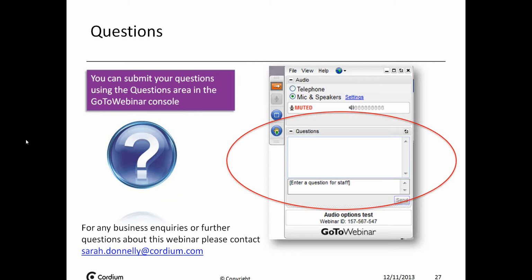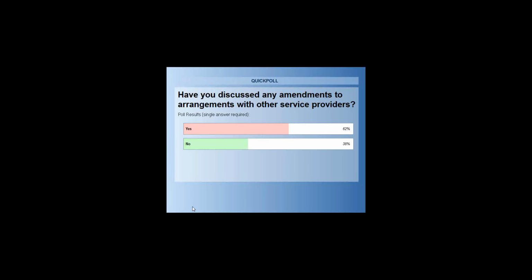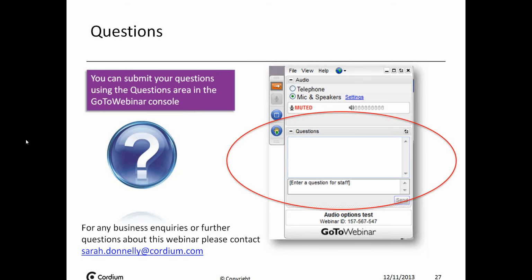On the next polling question, we asked in terms of have you discussed any amendments to arrangements with service providers? 62% yes, 38% no. I guess, Derek, that's probably some firms are still making their minds up about this. Yeah, I'd say the depositary issue is quite an important piece, and then that floats back down into potential changes to arrangements with other service providers, but it's probably worthwhile lining them all up for when you want to be able to talk to them about potential changes that might occur.